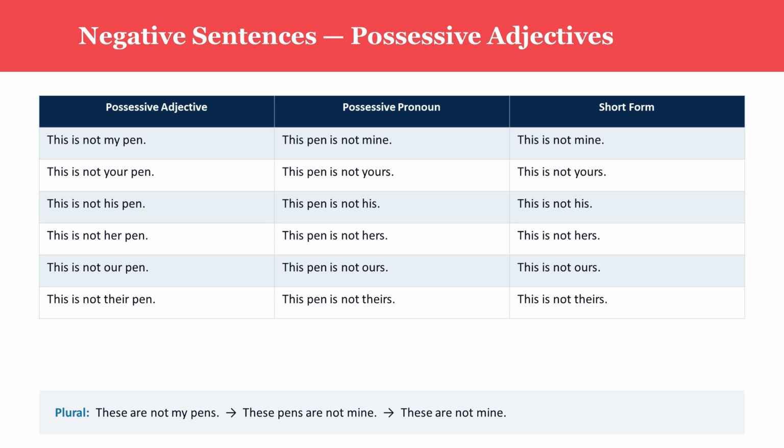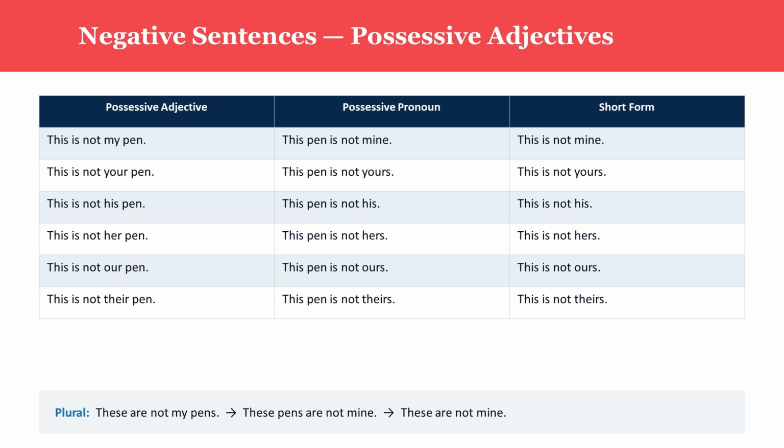Now let us move to negative sentences. To make a negative sentence, we simply add not after the verb is or are. With possessive adjectives, we say, this is not my pen. With the possessive pronoun, this pen is not mine, or this is not mine. This is not your pen becomes, this pen is not yours, or this is not yours.